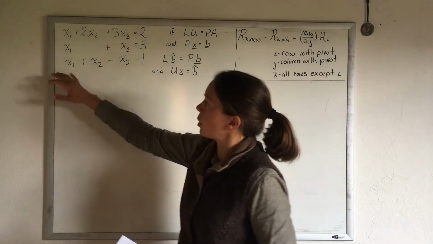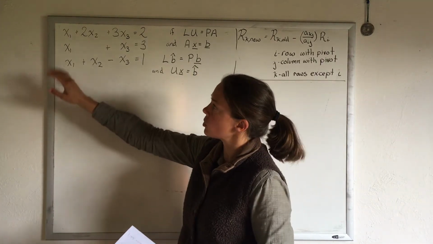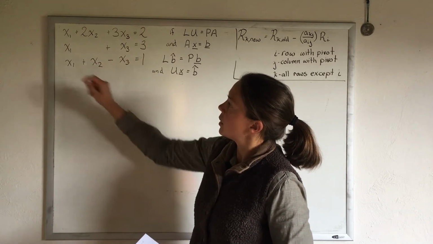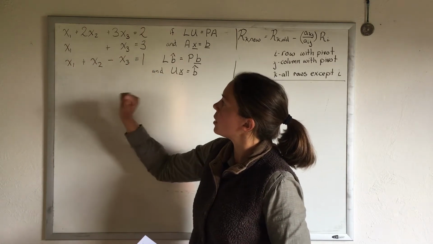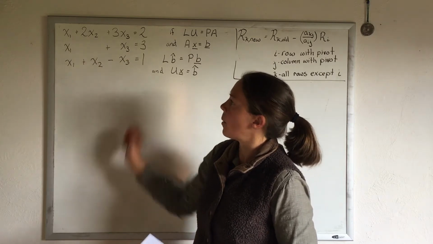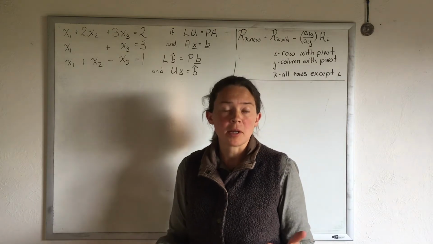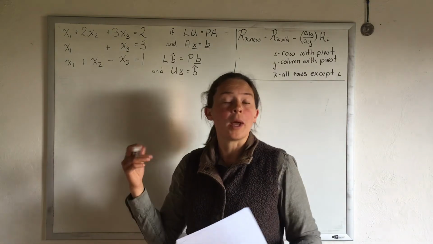I'm going to do this with a system of 3 equations and 3 unknowns, so I have x1 plus 2x2 plus 3x3 equals 2, I have x1 plus x3 equals 3, and x1 plus x2 minus x3 is equal to 1. So the first step here is we need to figure out our L, U, and P matrices.